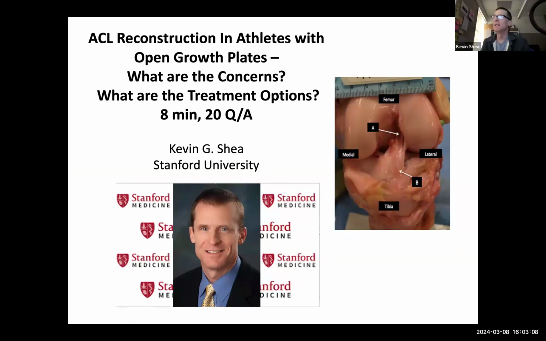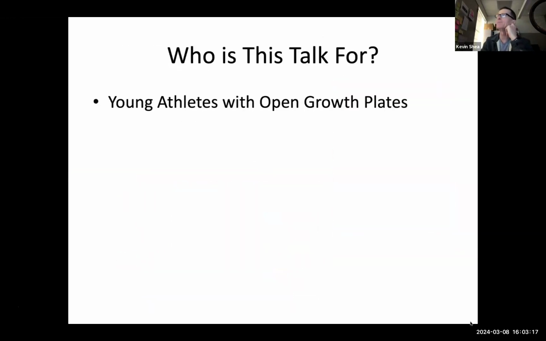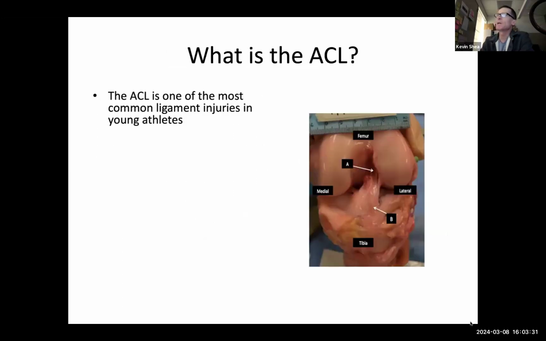Well, welcome everyone. And we have a lot of questions about pediatric and adolescent patients with growth plate injuries and who also have ACL tears. And this talk is really designed for people who have kids with open growth plates, parents, therapists, and other people who take care of young athletes. And for people who have questions about ACL injuries, we're going to try and cover a lot of that today.